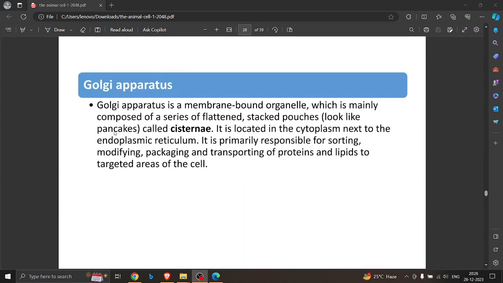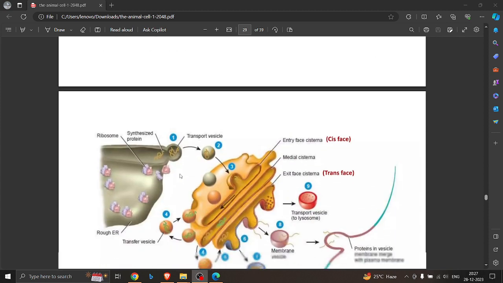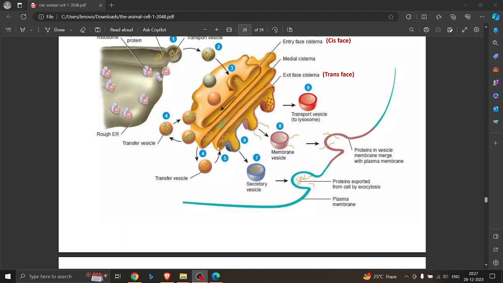Next is the Golgi apparatus. The Golgi apparatus is a membrane-bound organelle mainly composed of a series of flattened stacked pouches that look like pancakes. These are called cisternae. It is located in the cytoplasm next to the endoplasmic reticulum. What is its function? It helps in sorting, modifying, packaging and transporting of proteins and lipids to target areas of the cell. You can see the diagram. It does all the work.